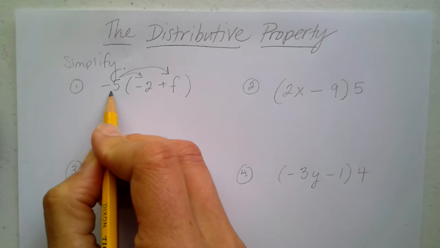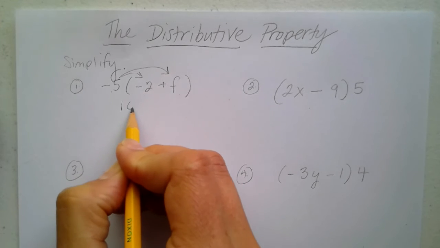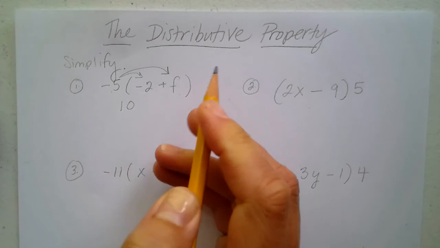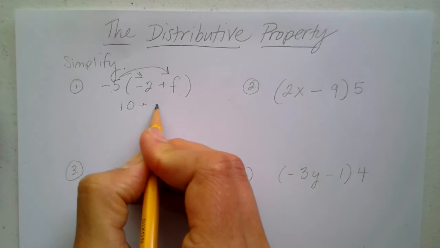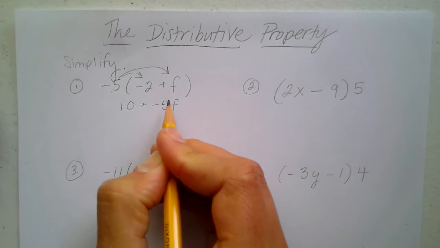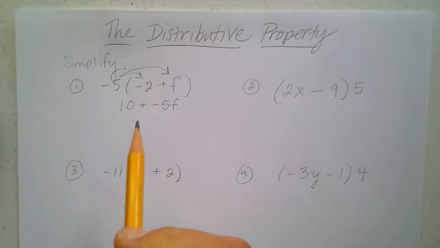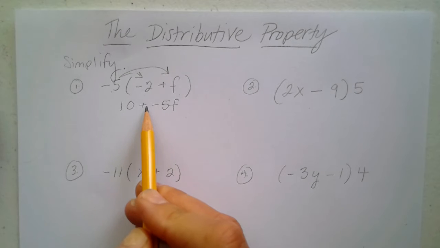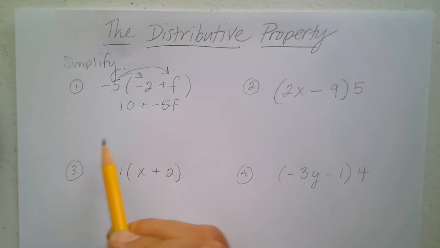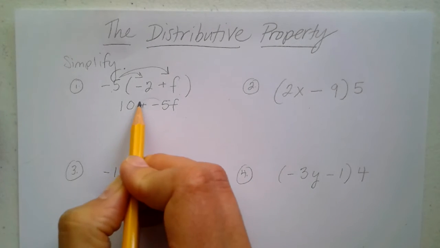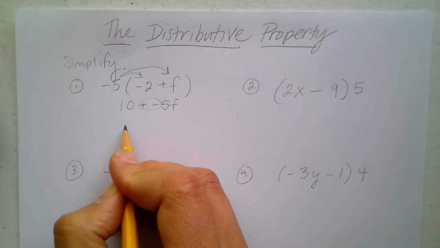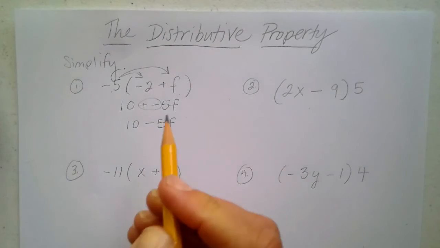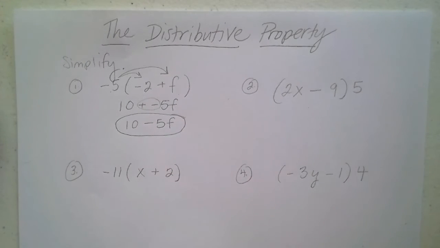And then when we multiply -5 times -2, we get a +10. And -5 times f is a -5f. Now, I think as time goes on, you'll be able to just do this in one step, but because we have this plus a negative here, we're going to need to then take that next step, clean this up, and instead of adding a negative, change it to subtraction, subtracting a positive. And this is the simplest form.